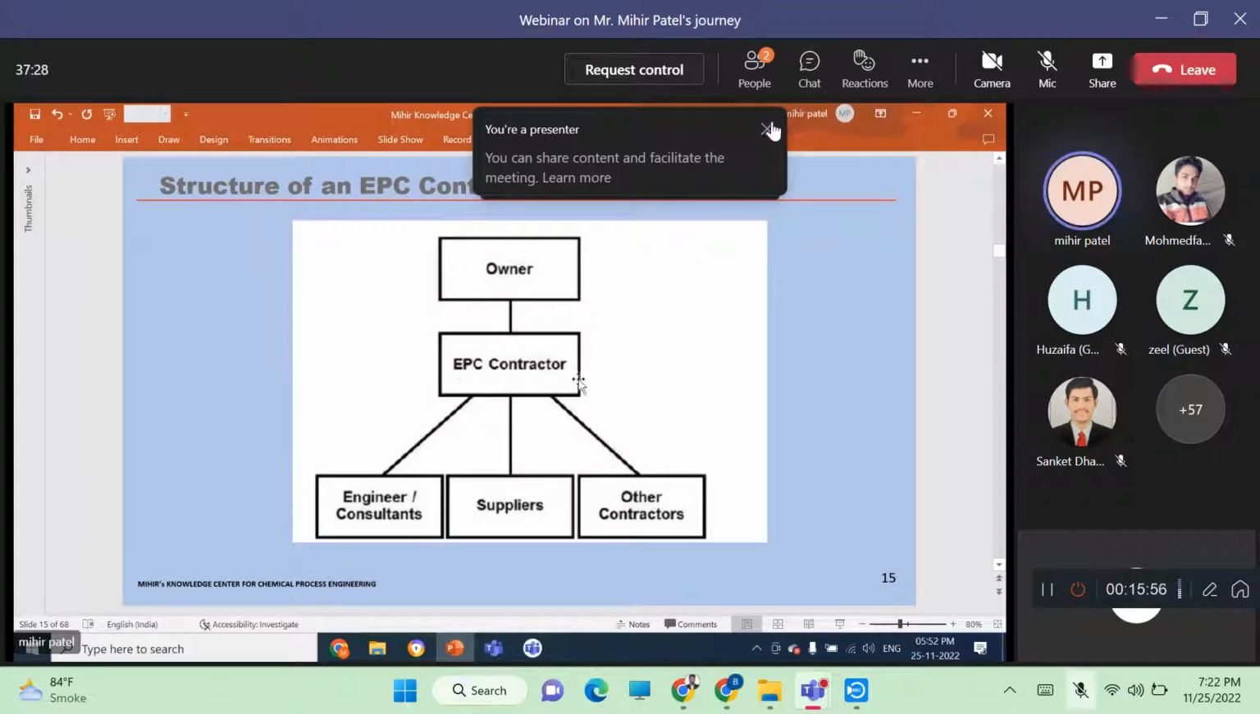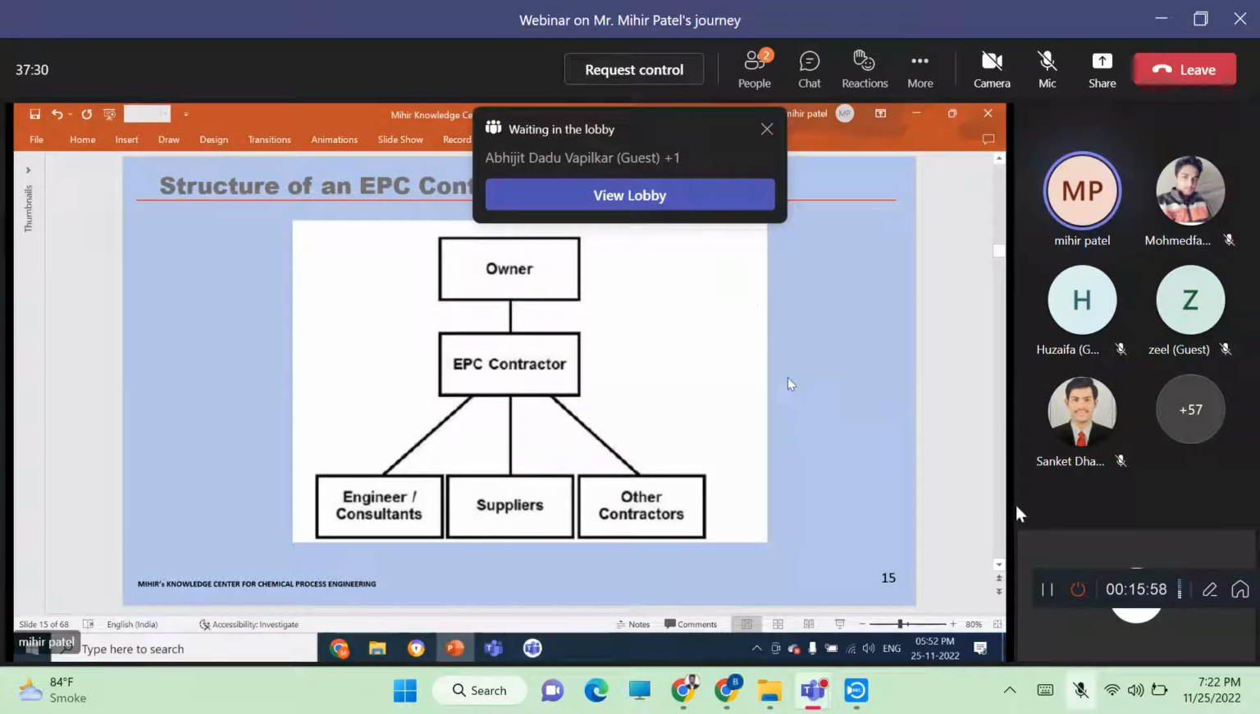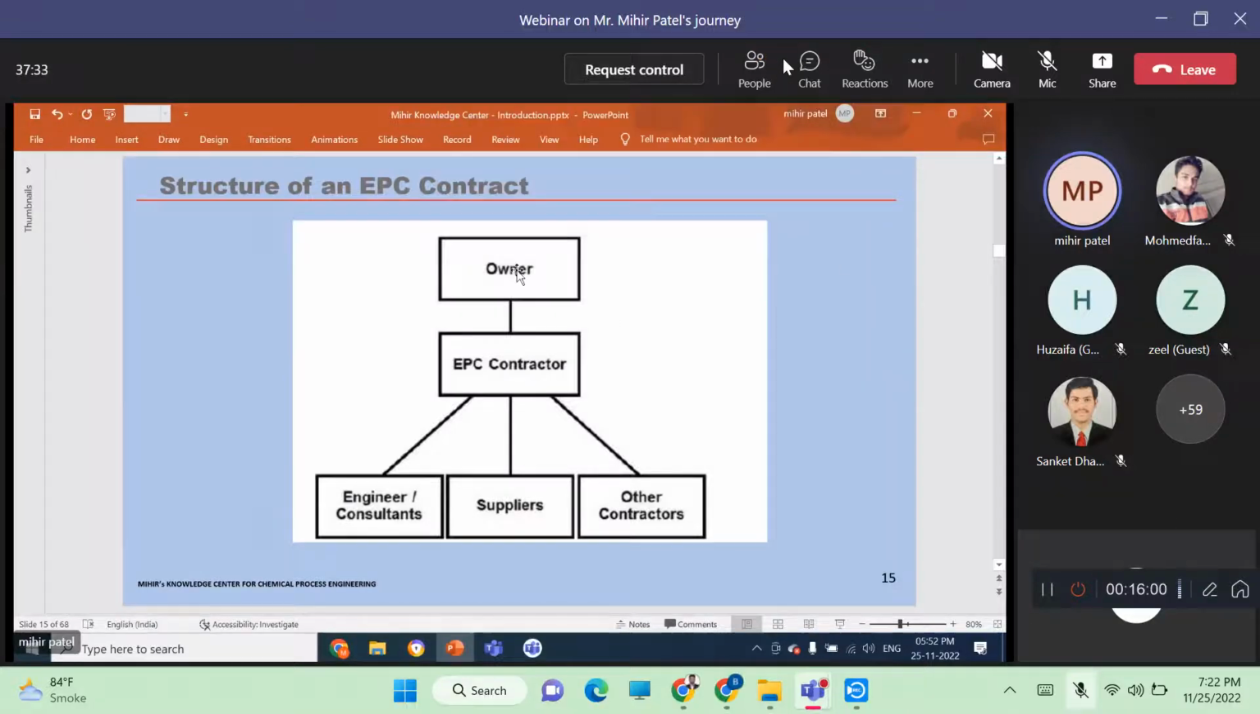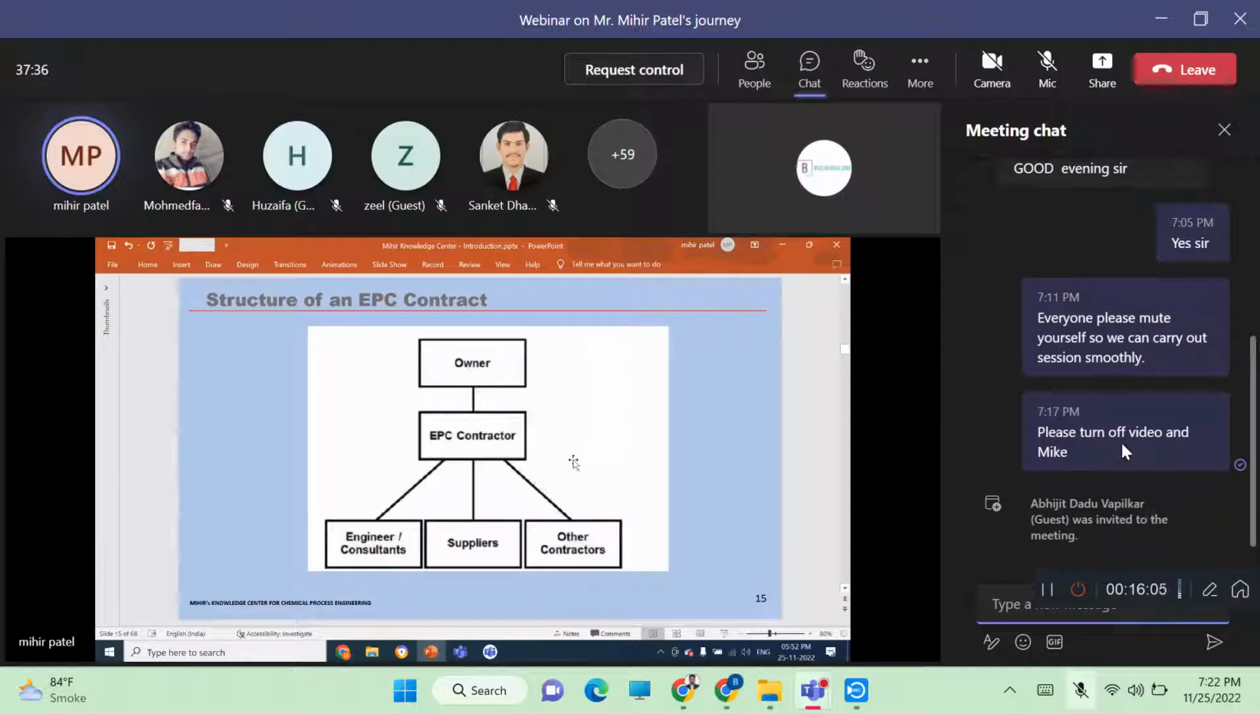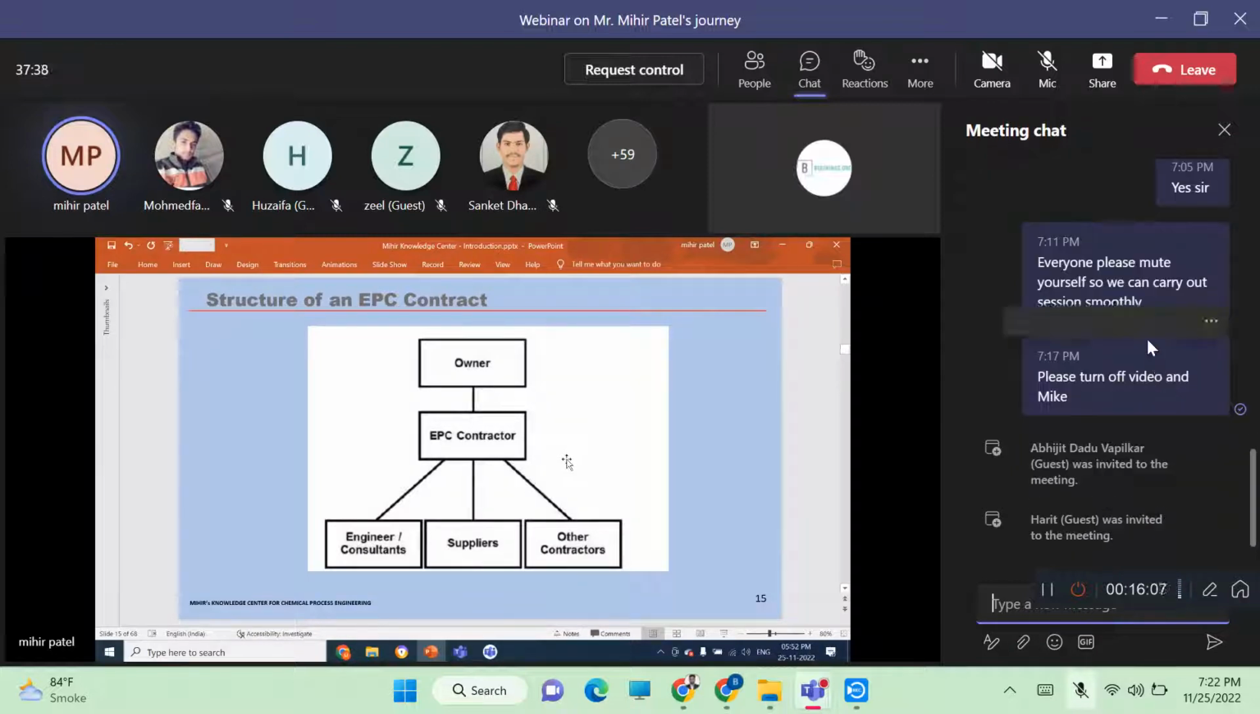So the EPC contractor, suppose, specifies 1,000 crores. That is the cost. The owner is going to award the contract to him. Suppose he finishes at 950 crores, 50 crores is the profit he makes. Suppose the actual project is executed at 1100 crores, 100 crores is the loss to the EPC contractor.